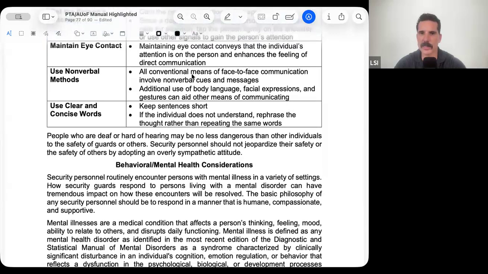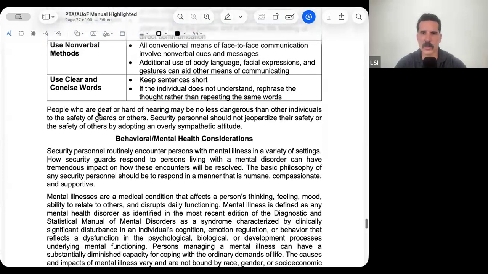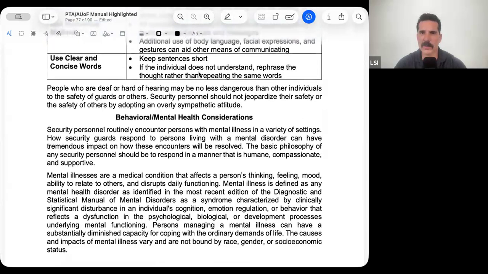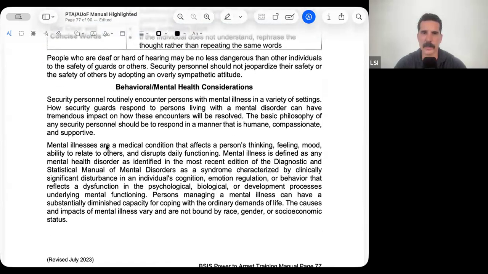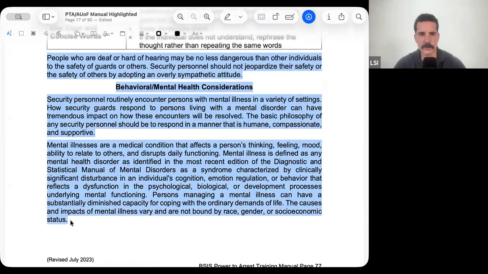Use nonverbal methods. All conventional means of face-to-face communication involve nonverbal cues and messages. Additional use of body language, facial expressions, and gestures can aid other means of communicating. Use clear and concise words. Keep sentences short. If the individual does not understand, rephrase the thought rather than repeating the same words. And then it continues.